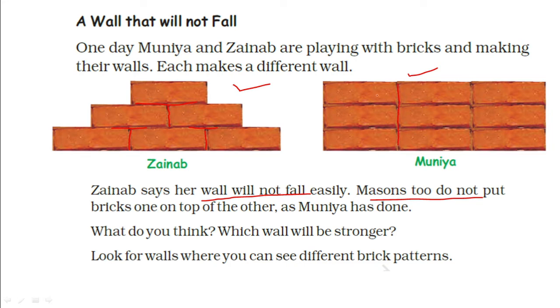So in this way, a wall is not made by the mason. This is a weak wall. This will fall from here. But this will not fall easily because joints are covered with the complete brick. So this is a stronger wall. Janib has made a stronger wall than Munia.